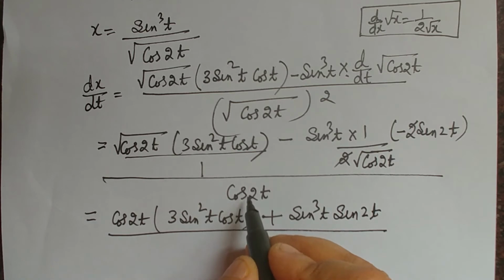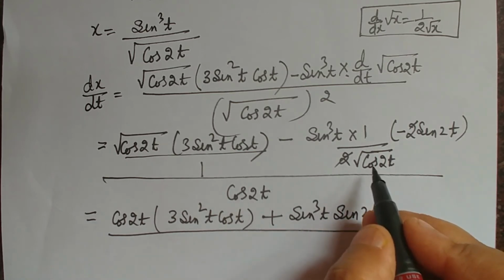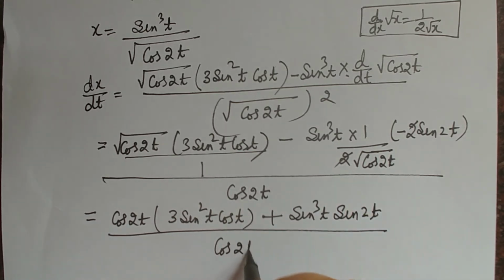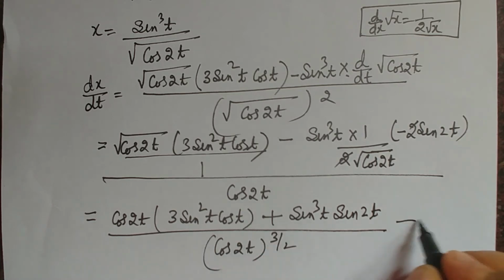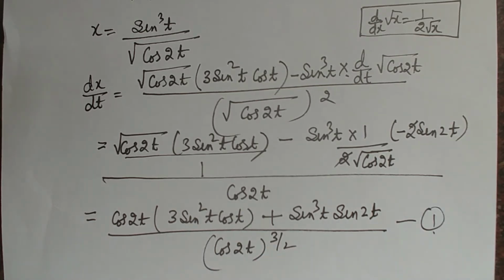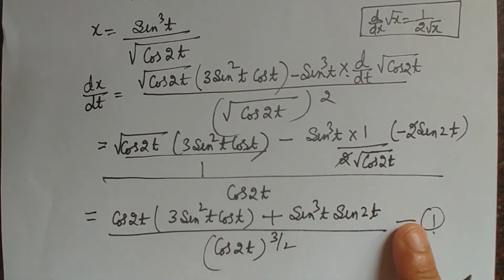When 1 power of this and half power of this are combined, it will be cos 2t raised to power 3 by 2. So this is your derivative of number 1. Okay, the rest of the things we'll solve later on, because it requires some reduction. So we will see it later on.